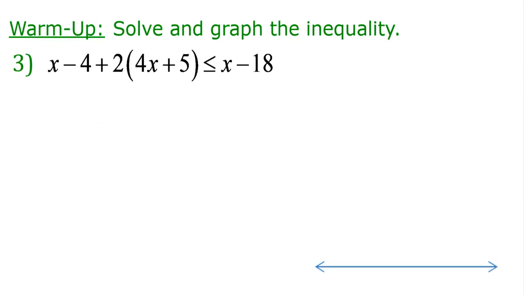Let's try one more. Here we've got x minus 4 plus 2 times the quantity 4x plus 5 is less than or equal to x minus 18. Let's have you pause the video and try to do your steps to solve and graph your inequality, and then you can resume when you're ready.